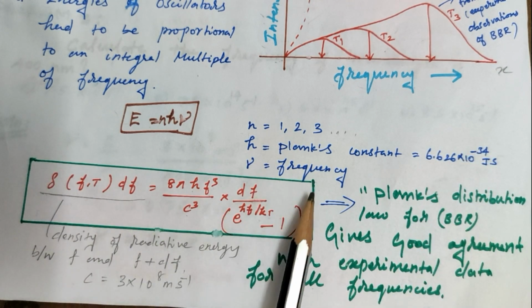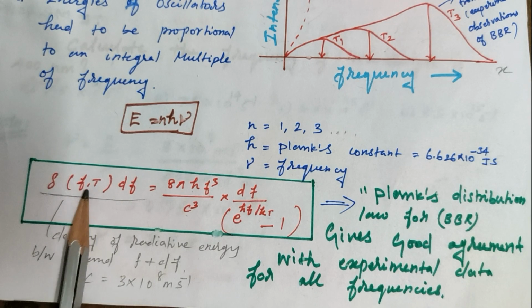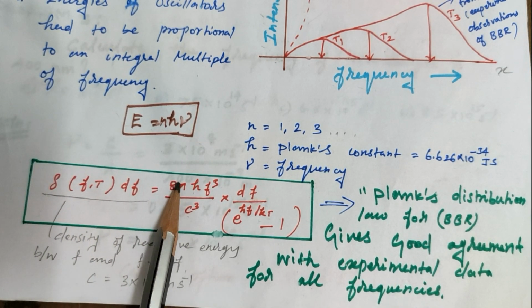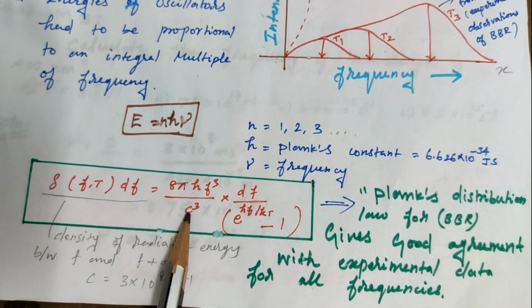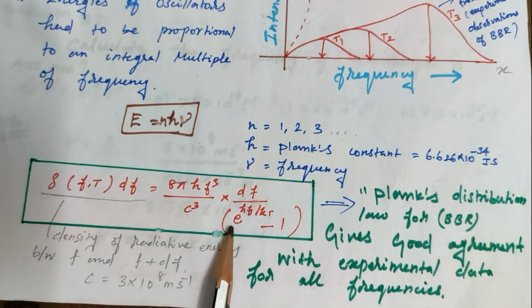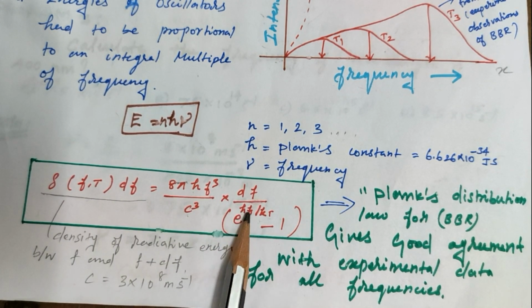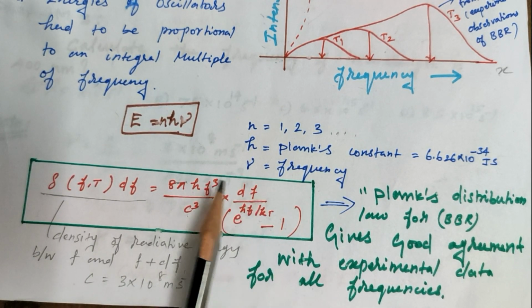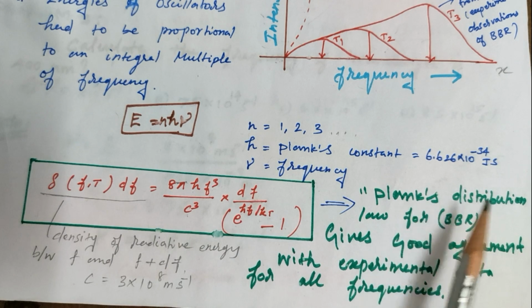Max Planck finally derived an equation: del f T into df is equal to 8 pi h f cube upon c cube into df upon e power hf upon kT minus 1. This equation is the Planck distribution law for blackbody radiation.